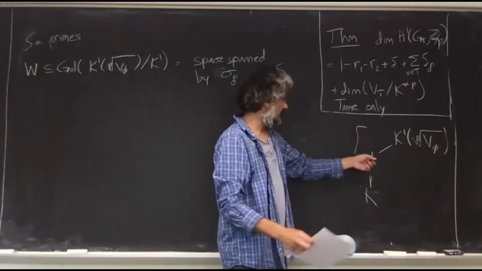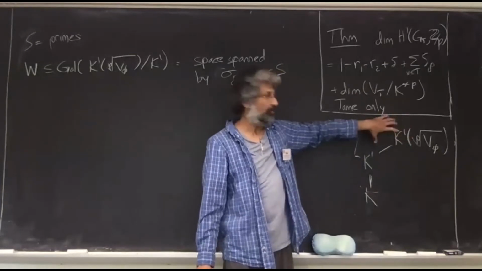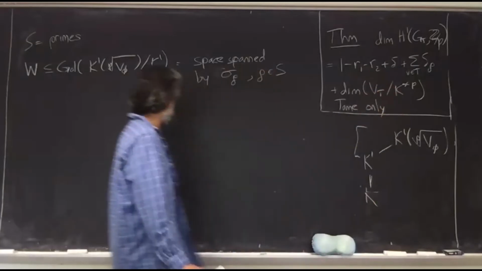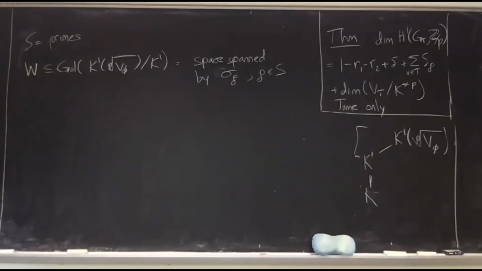Extracting pth roots, the pth root of unity is already in this field. This is a nice Kummer extension. The Galois group over here is just a bunch of copies of Z mod p. It's a vector space over F_p. So it's meaningful to talk about the space spanned by those Frobenii. All right, so what we're going to do is we're going to have a basis.